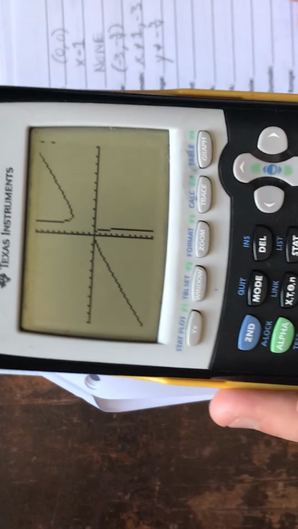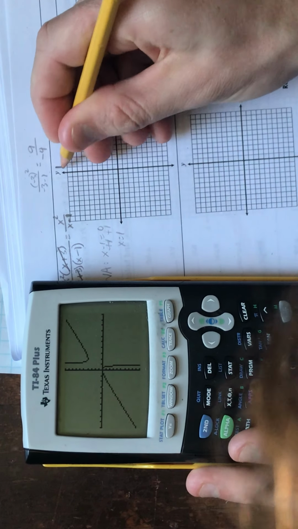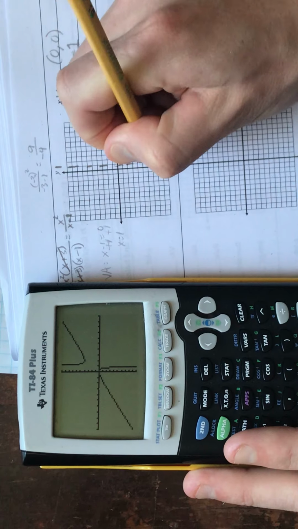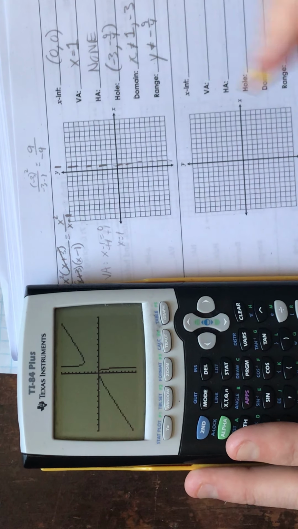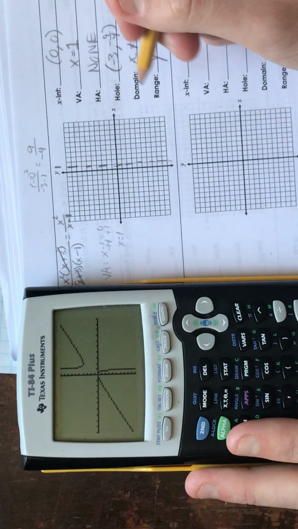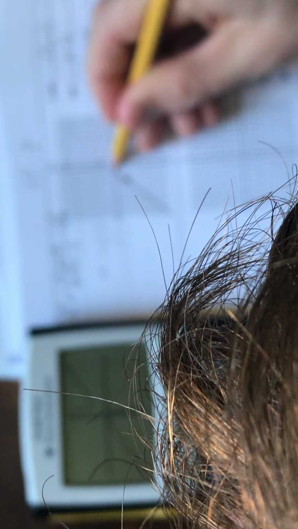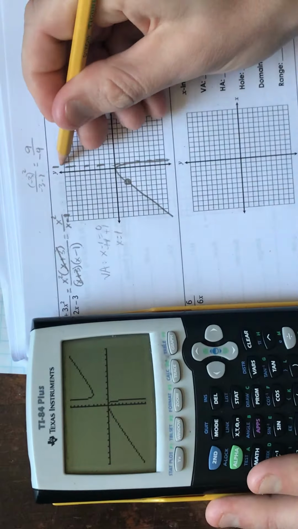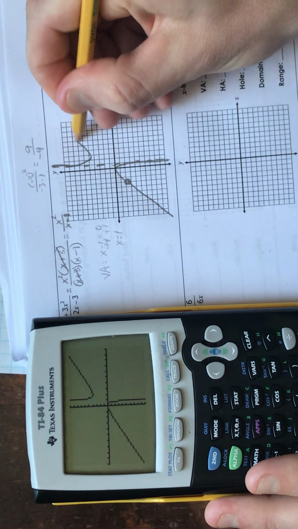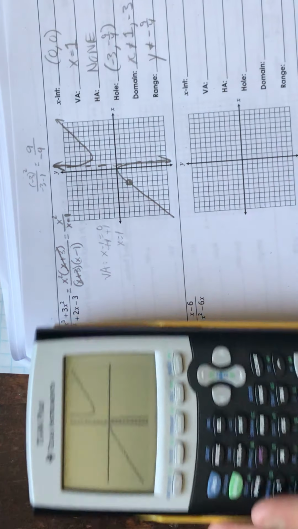Okay, so this one looks pretty interesting, you'll notice. Let's go ahead and graph our vertical asymptote at x equals 1. We don't have a horizontal asymptote. We know we have a hole at negative 3 and then negative 9 over 4. Negative 9 over 4 is a little over negative 2. So that's where our hole is going to be, something like that. And now let's graph it. It looks like we have something like that, and then another piece going like that right there. We got our function.